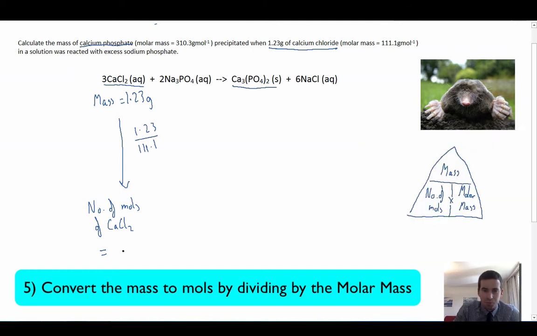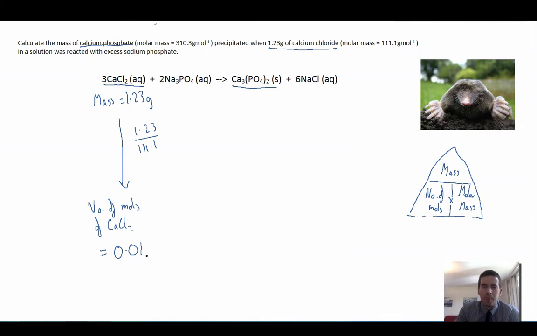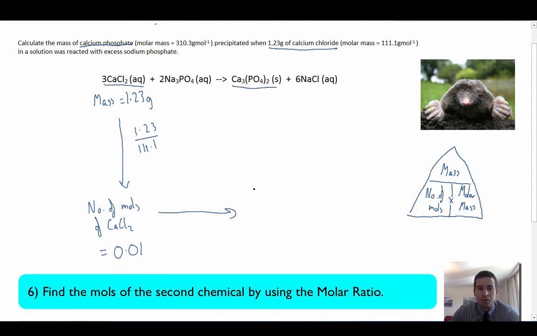I'll just put 0.01 here, but you should keep the whole value in your calculator for the next step, okay? Don't just round and use the rounded number in the next step. Leave the full answer in your calculator and carry on using that number, okay? So next step is to get the moles of calcium phosphate.